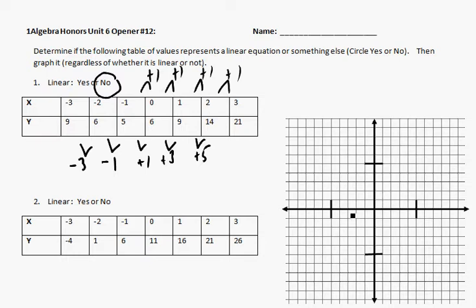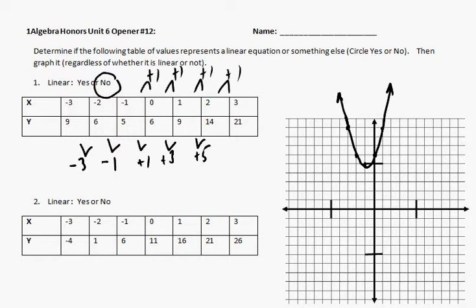So, for instance, negative 3, 9 is here. Negative 2, 6 is here. Negative 1, 5, 0, 6, 1, 9, 2, 14 will be off the grid, and we can see that we have this graph that looks something like this. That's clearly not a line.